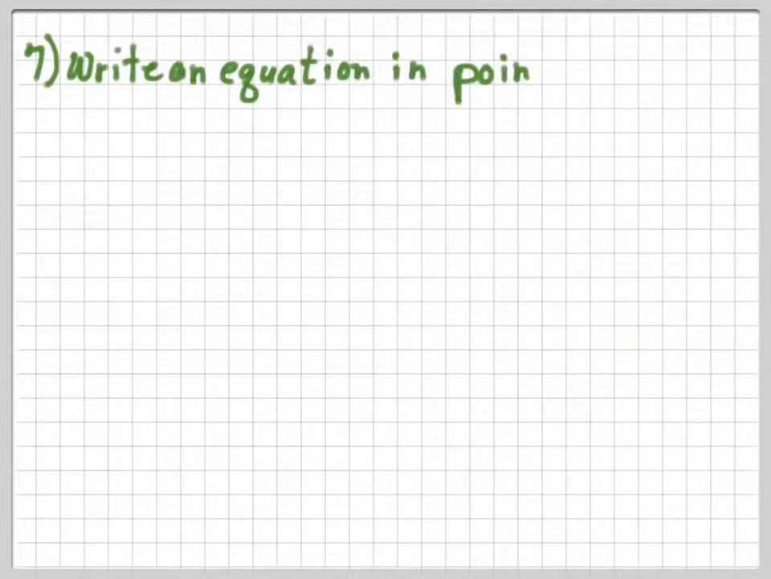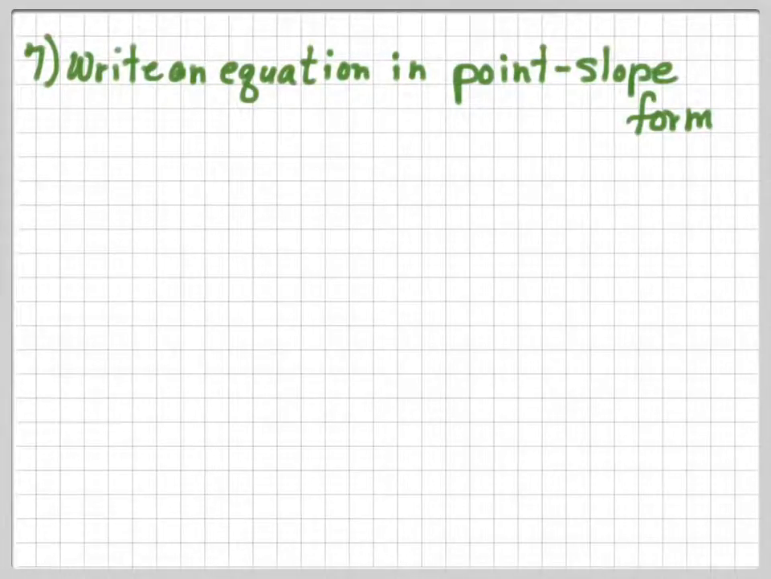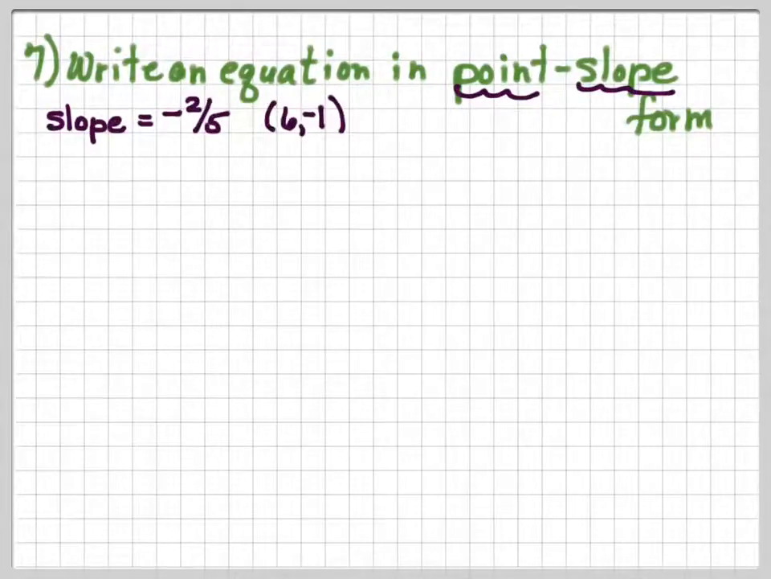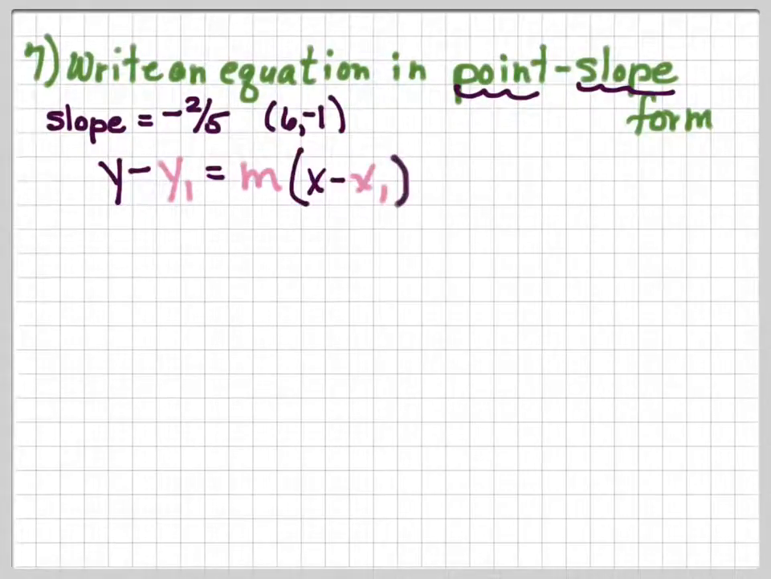Number 7, write an equation in point-slope form. I love point-slope form. It's the easiest one to use. It's the one you probably weren't taught in Algebra 1, but it's what you will use in your sciences all the way through. So point-slope form is exactly that: you have a point and you have the slope. Let's say the slope is negative 2/5 and the point I want is 6, negative 1. The formula is y minus y1 equals the slope m times x minus x1.